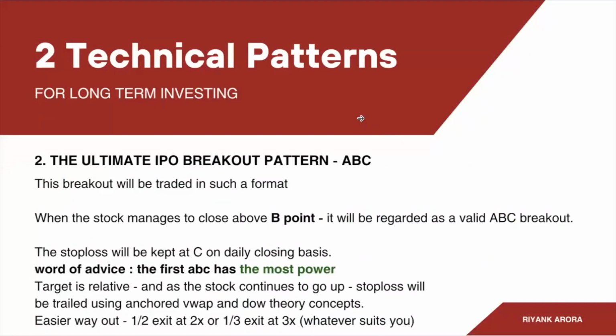Just before that, writing the rules in a structured format. The breakout will be traded in such a format that when the stock manages to close above point number B, it will be regarded as a valid ABC breakout. The stop loss will be kept at point number C on daily closing basis. My word of advice is that the first ABC breakout will have the most power. Target is relative, and as the stock continues to go up, you can modify your stop loss.